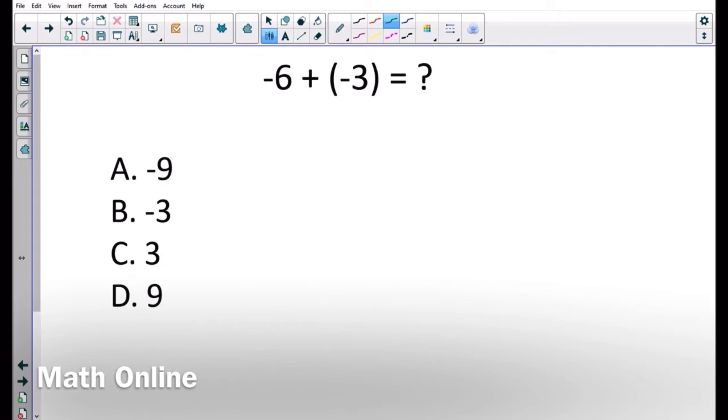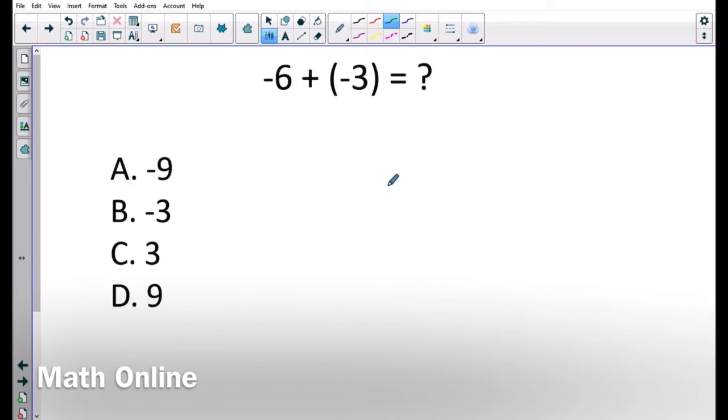Now notice this plus sign. This plus sign here is just an operation. It's working as an operation. What operation are we doing? Addition. That's what we're doing, okay? There's 4 different types of operations: subtraction, multiplication, division, and addition. Right now we have addition. So what I'm concerned is the signs in front of the numbers, right? So 6 is negative, 3 is negative, therefore the signs are the same, right, class?